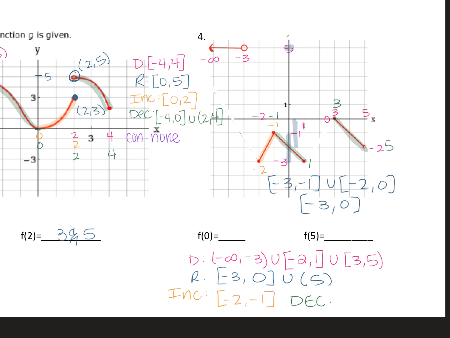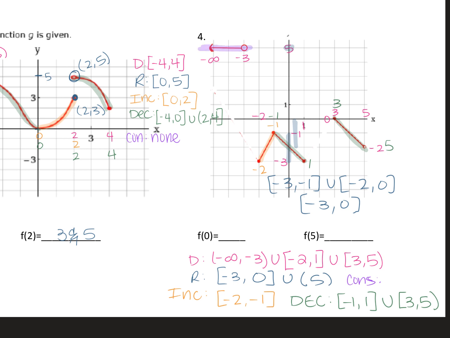So your decrease is from -1 to 1, brackets on both of those, with a union from 3, bracket, to 5, parentheses, because the 5 has an open circle on it. I know it's really little, but it is open. So the only thing else that we need here is your constant, and your constant, I'm going to put here, is at what? It's the part that goes horizontally.